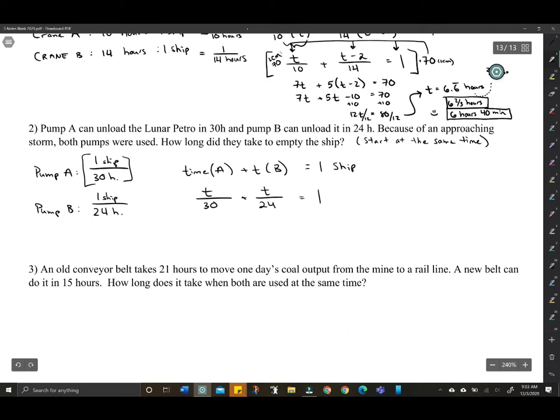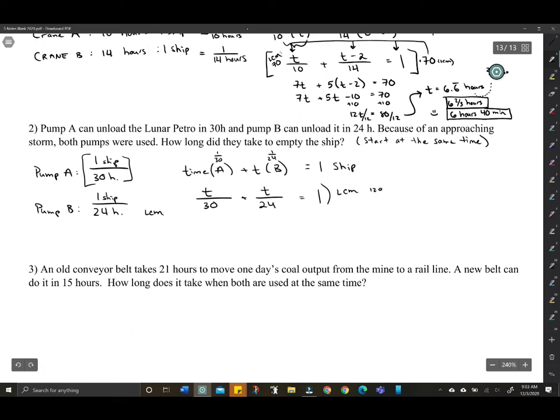So that's a pretty easy one. Least common multiple between 30 and 24. I'm going to use my calculator here. Remember, that's in num. 30 and 24. That is 120. So just going to multiply each side by 120, and distribute that to everything.